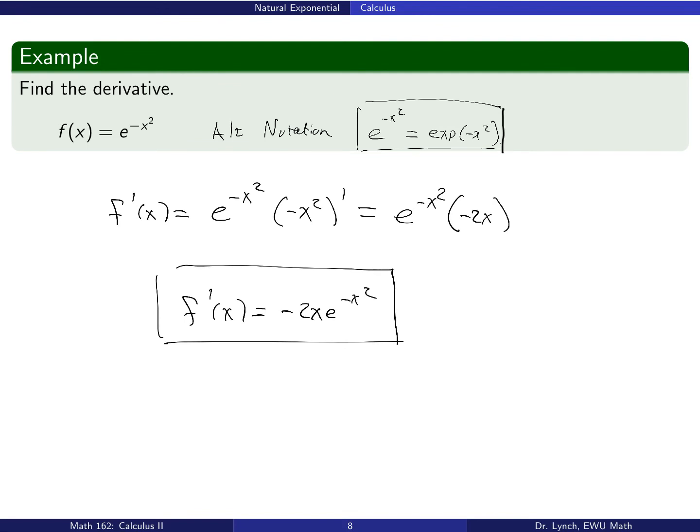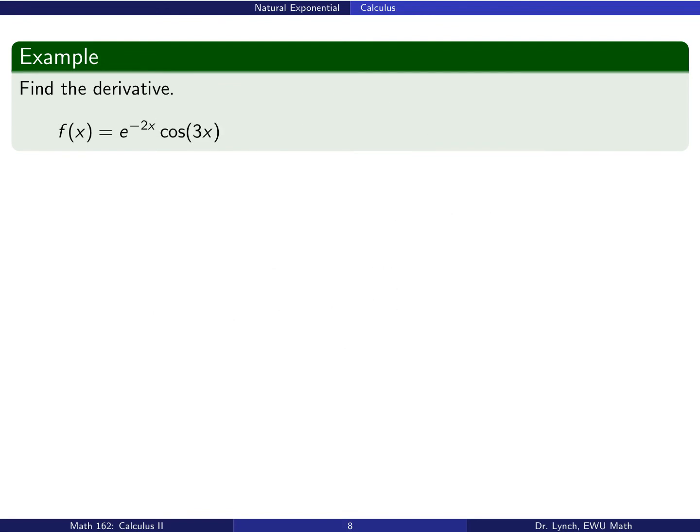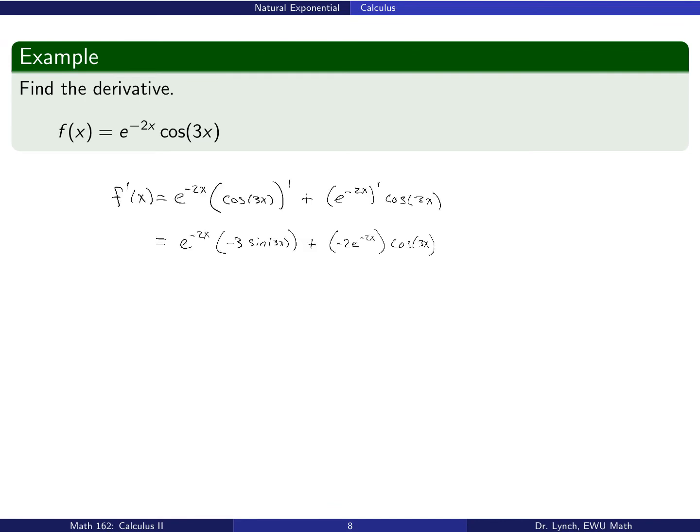Okay, let's look at another example. Let's find the derivative of e to the minus 2x times cosine of 3x. When you take a 30,000 foot view of this problem, you can imagine that you'll have to use the product rule and then the derivative of our new function, the exponential function.